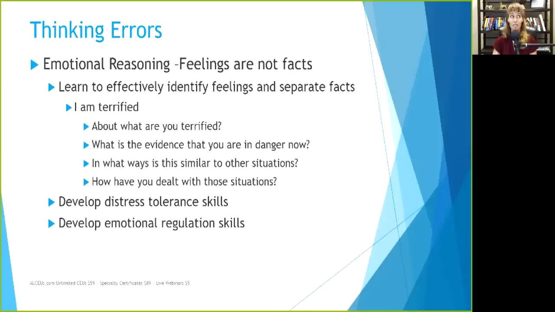Because feelings are there for a reason. They're there to tell you your brain thinks something's going on. Now, thankfully, we have that higher order cognition going on, so we can contradict our own brain and go, maybe that's not true in this situation.